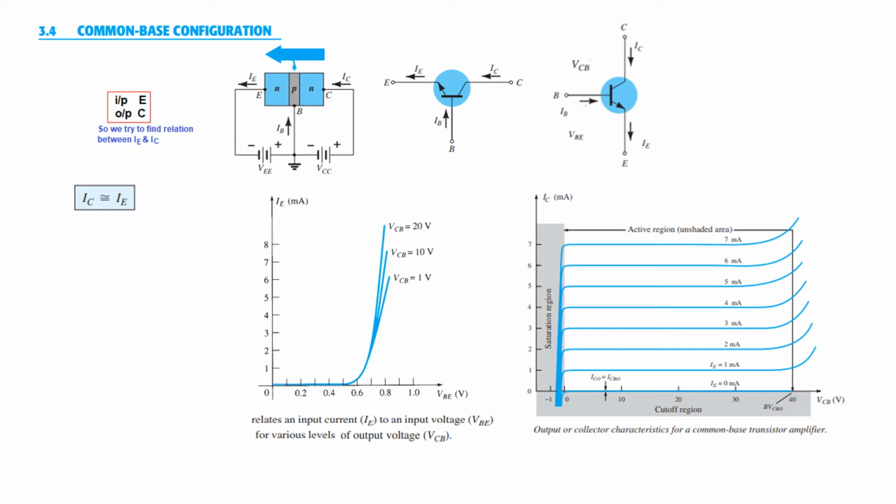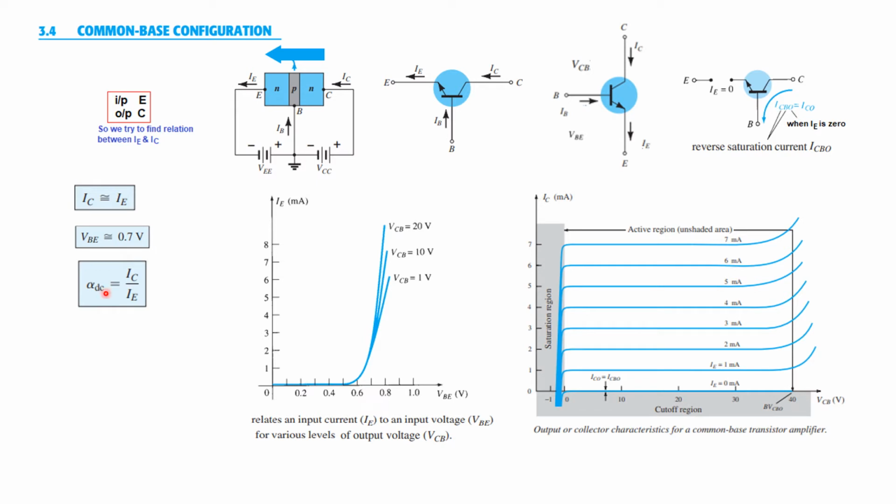So the first thing we can approximate is that IE is equal to IC. The formula we have seen is IE is equal to IC plus IB. We assume that IB is very, very small, and therefore we can approximate that IC is equal to IE. So this is an approximation. Then VBE is assumed to be a fixed 0.7 volt. And then we define what is known as the gain, called alpha, which is the collector current divided by the emitter current. Since the collector current is slightly less than the emitter current, alpha, also called alpha DC, will be less than 1. It will be around, let's say, 0.95, 0.99, etc.